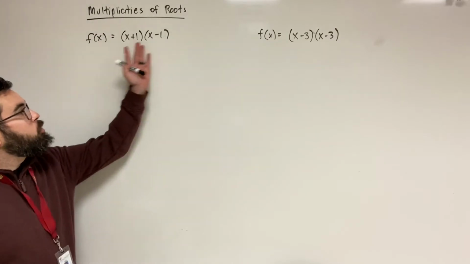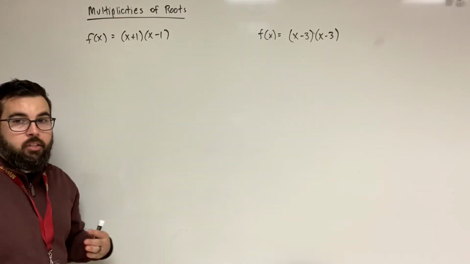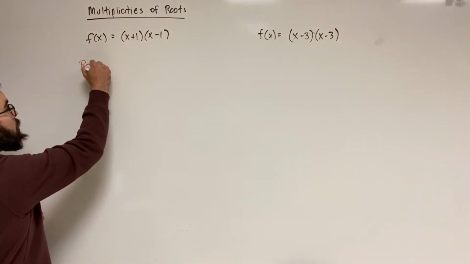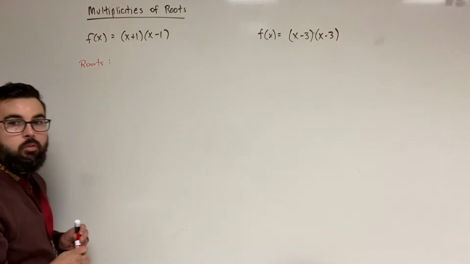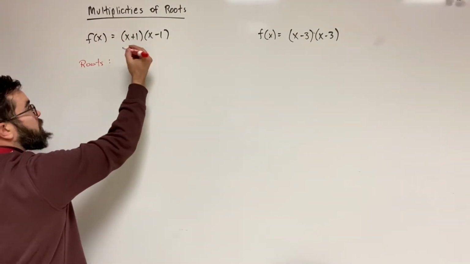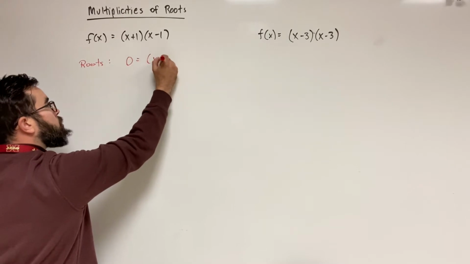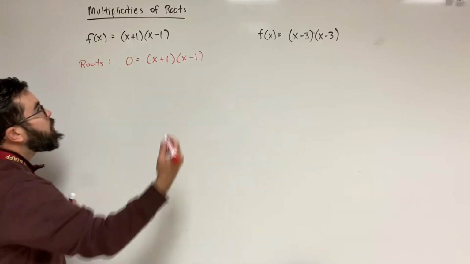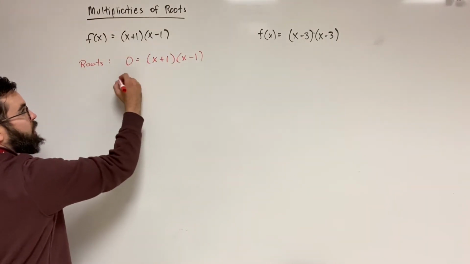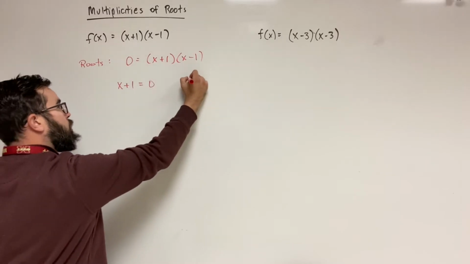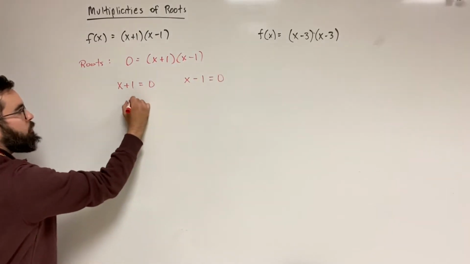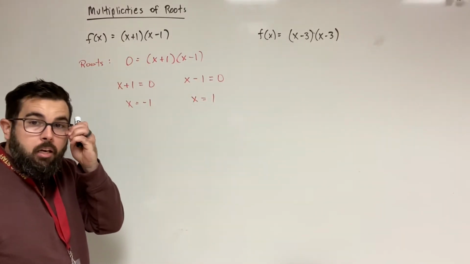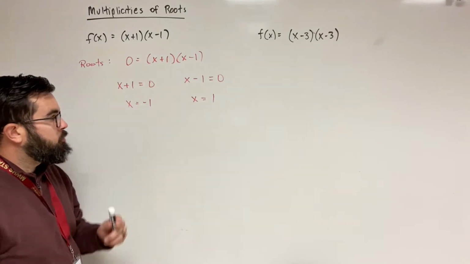So we have two quadratics written up here, written in factored form, if you remember. So let's first find the roots here. All right, to find the roots of this polynomial, we set it equal to 0. Then using the zero product property, we would set each factor equal to 0 and solve each equation. So we get x is -1 and +1.